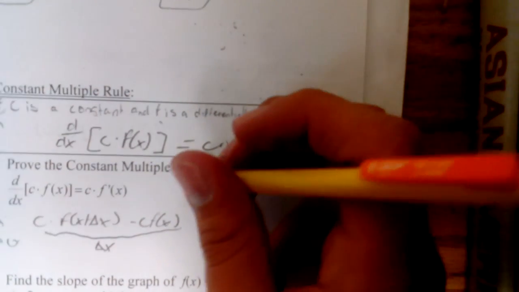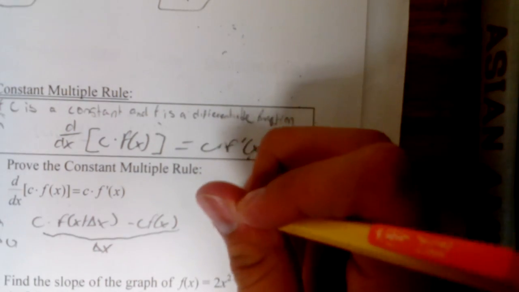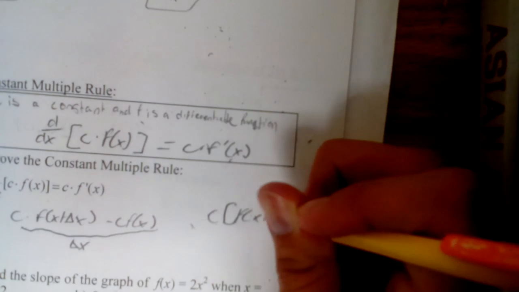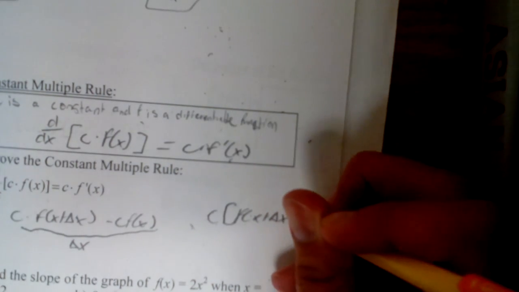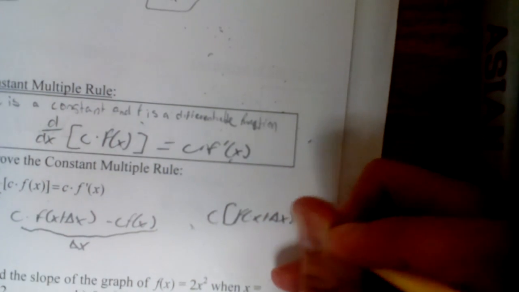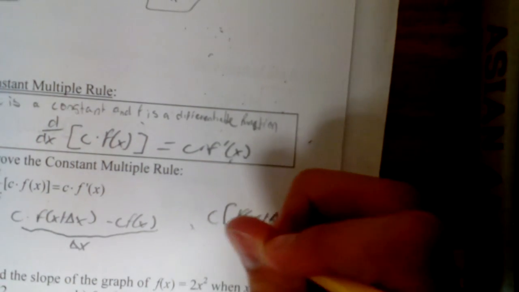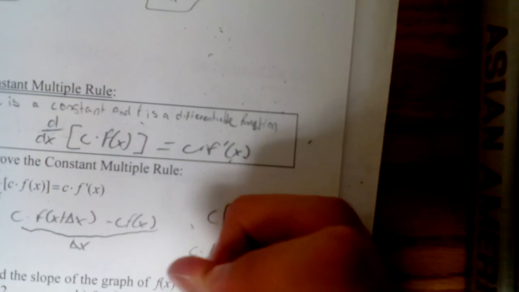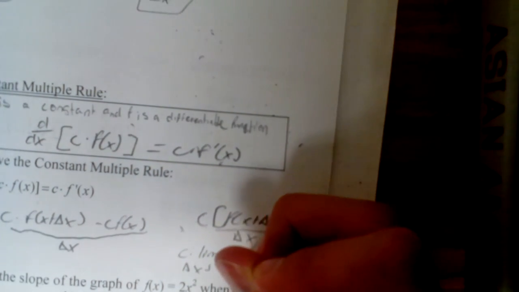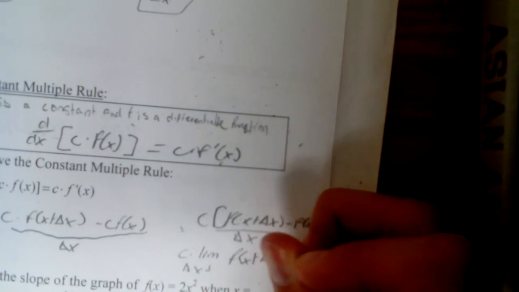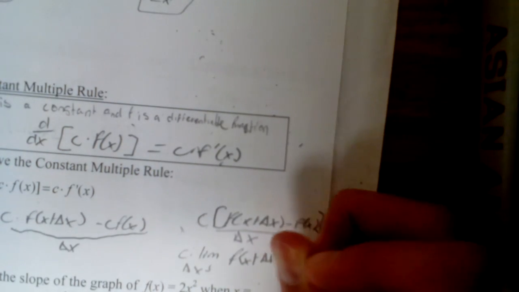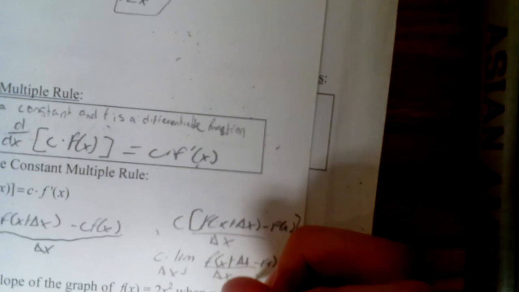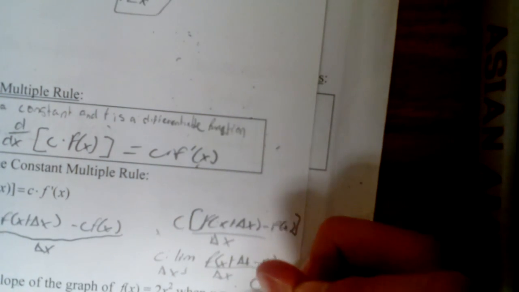Thus, we would just factor out a c. C times f of x plus delta x minus f of x all over delta x. That just simplifies into c times f prime of x.